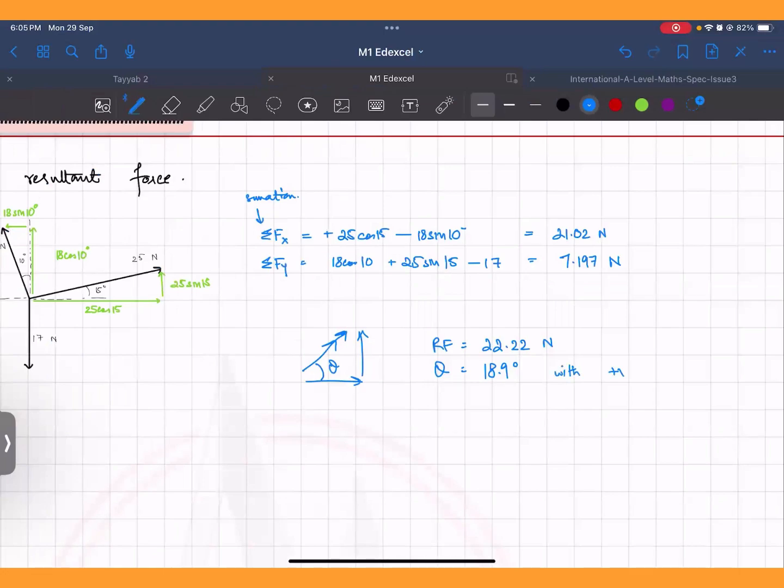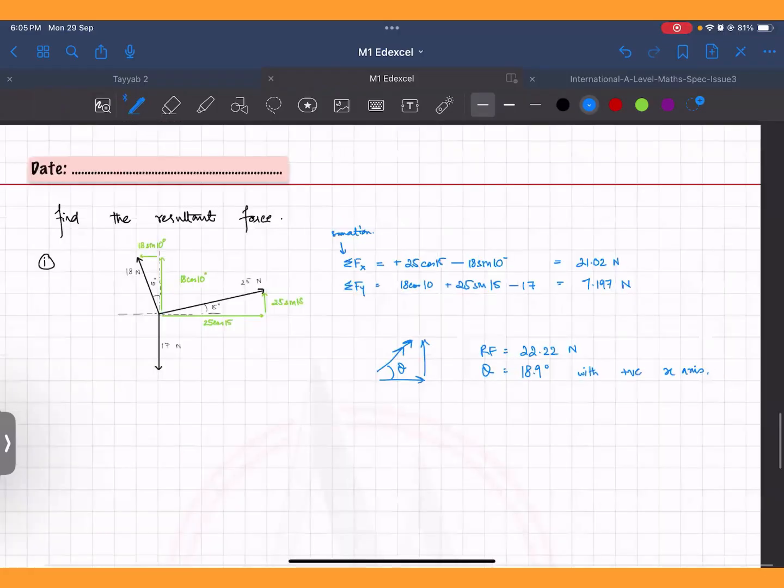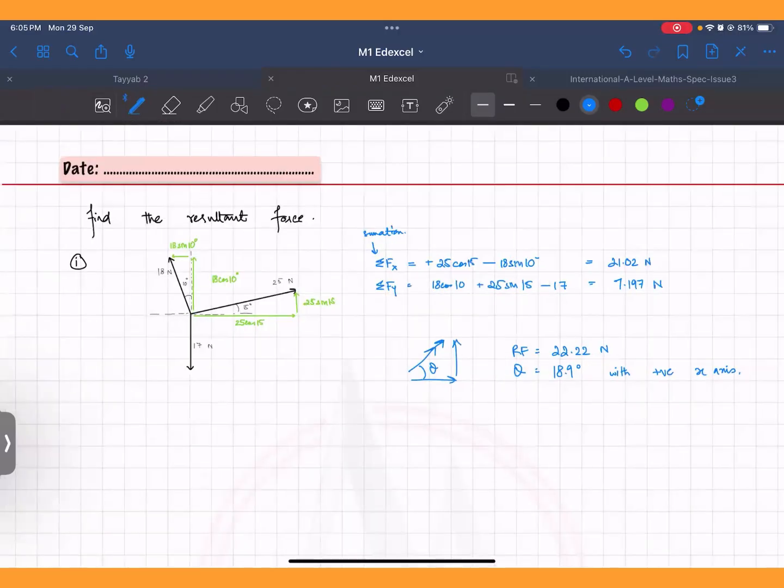Yes, sir, I understand. Got it. So you always break down your forces into components, then you work accordingly. You can copy it down, take a screenshot, and then we'll move on to the next one. When they talk about equilibrium.